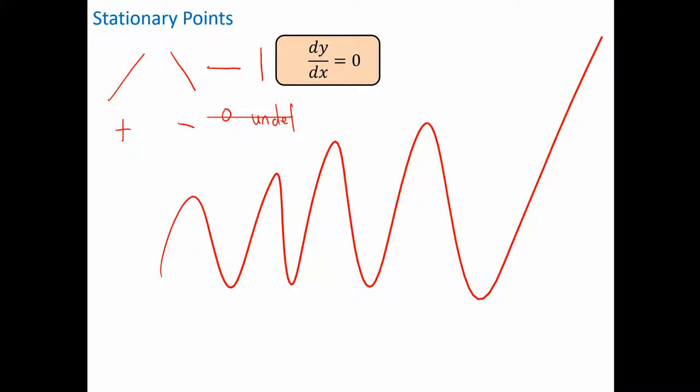Negative, negative, negative, zero, positive. So the special thing is that when the gradient equals zero, the gradient of the tangent line equals zero, it's a stationary point. We call it stationary because it was moving, and then up to that point it stops. It changes direction. It went from positive to zero to negative, or negative, zero to positive. That's why we call it stationary points.